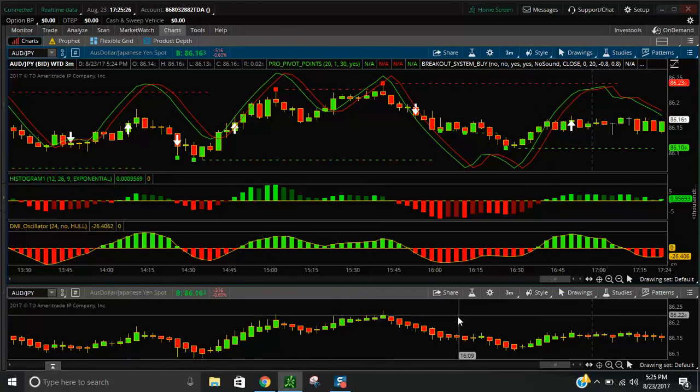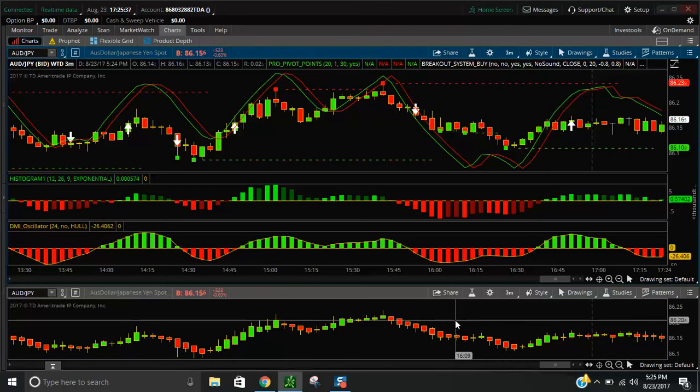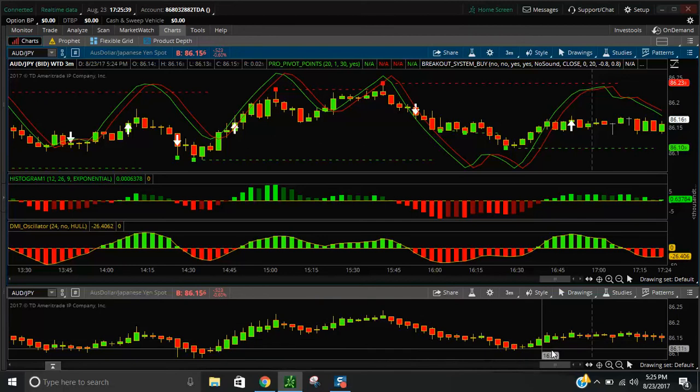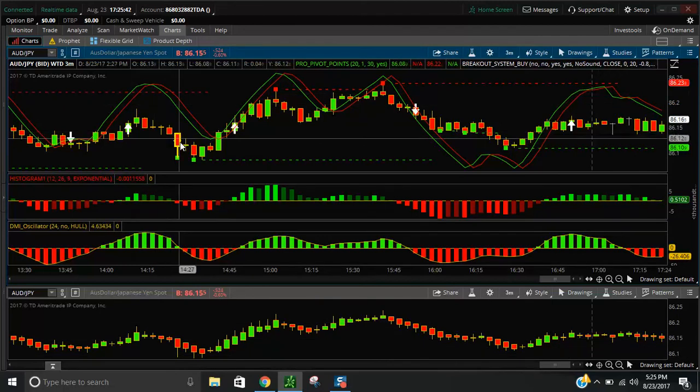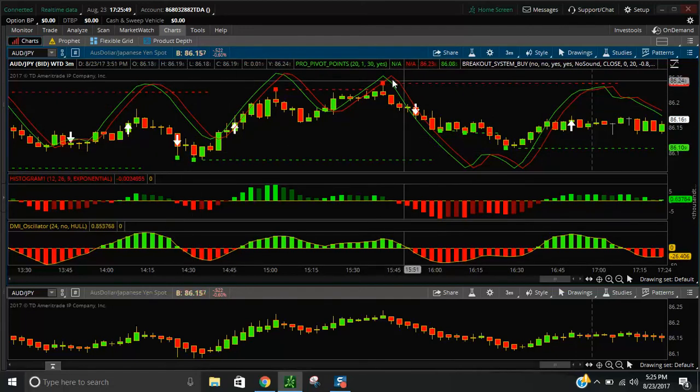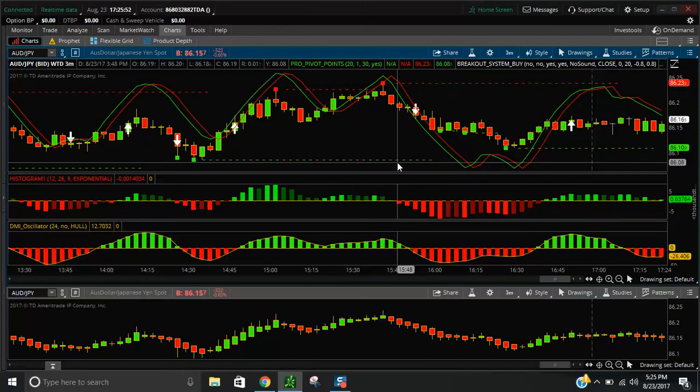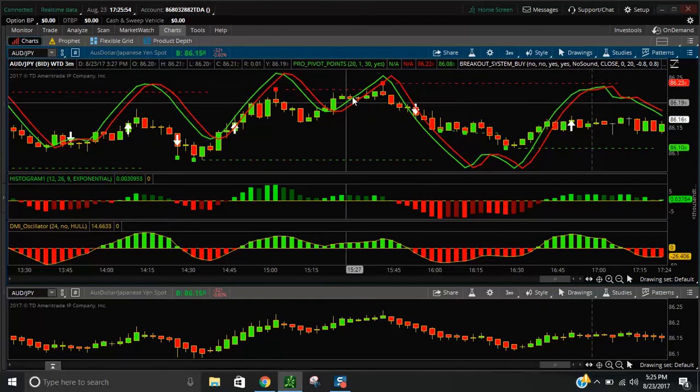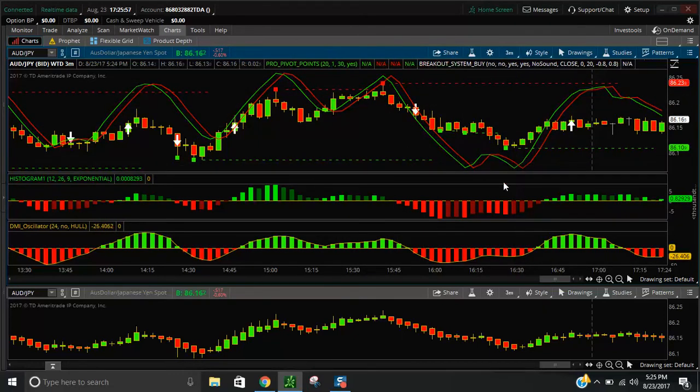Okay, so here's what your chart's going to look like with all of the components put together on one chart. This is the Aussie yen currency pair. So what I'm going to do real quick is just go over a couple of the movements in the market just to show you how these charts work. So here's where your pivot points are, or your support and resistance line. Here's your oscillator here. Okay, here are the two histograms, and then here are your Japanese candlesticks.